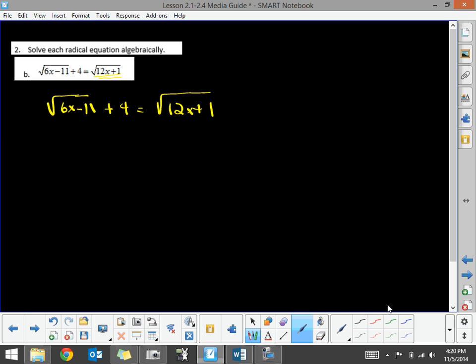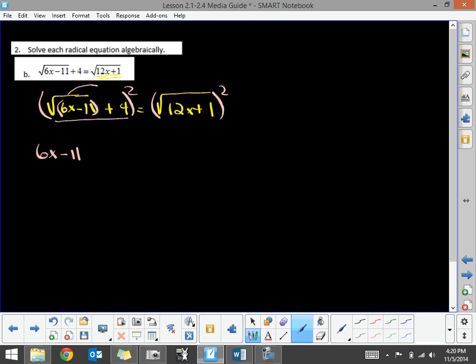Our goal is to isolate one of the radicals, and that one already is, so now I'm going to square both sides to try to eliminate one of the radicals. Over here we're squaring a binomial, which gives us a trinomial. So when I square the argument of 6x minus 11, the square root, that is just 6x minus 11. The squaring will undo the square root.